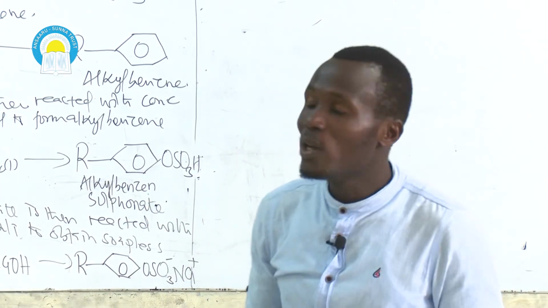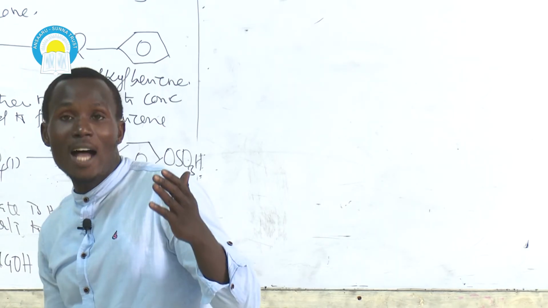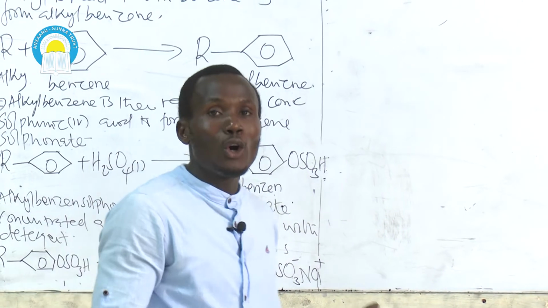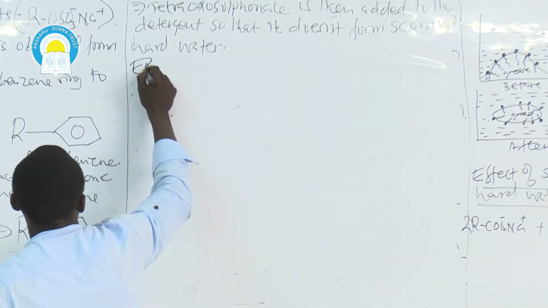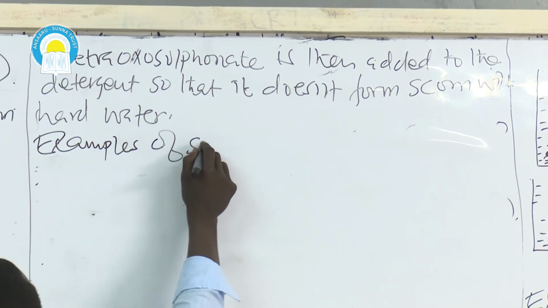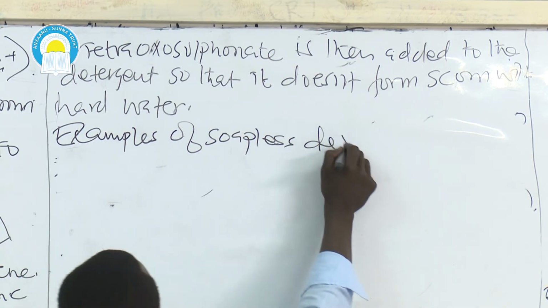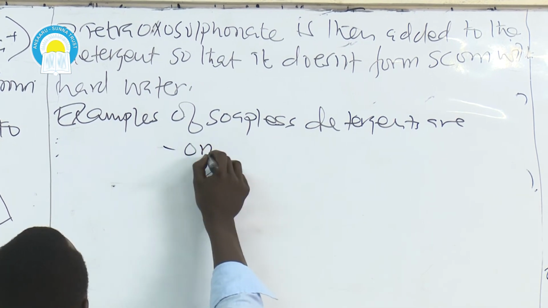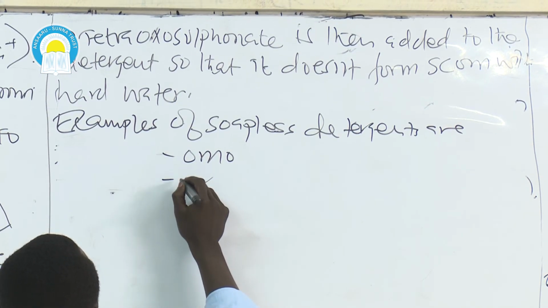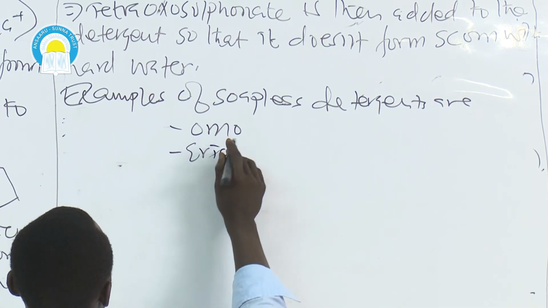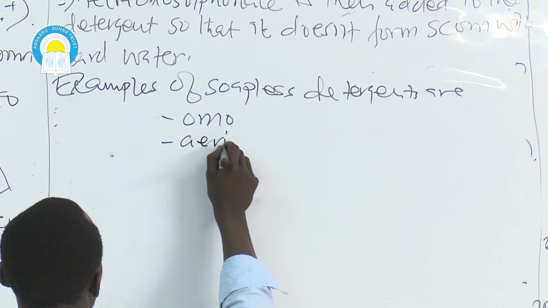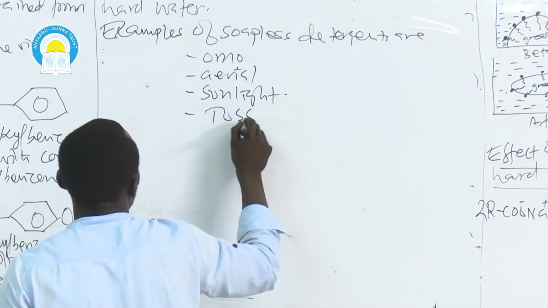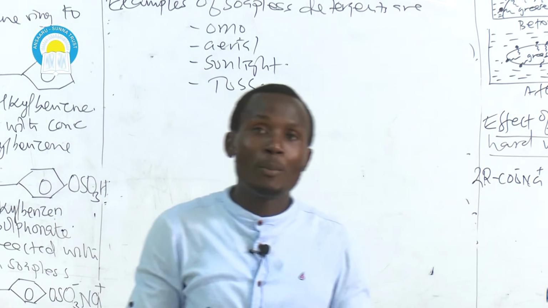So an example of a soapless detergent is Omo, we have Ariel, we have Toss. Examples of soapless detergents are Omo, Ariel, Sunlight, and Toss. So those give us some of the examples of the soapless detergent.